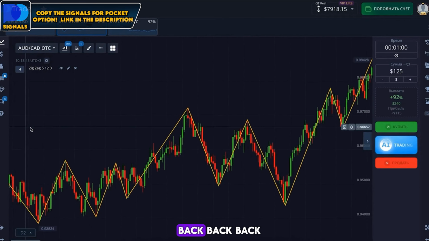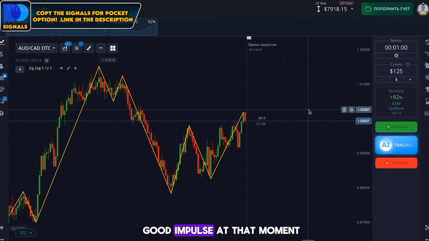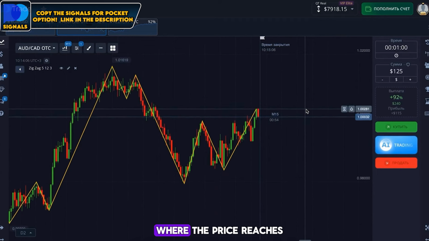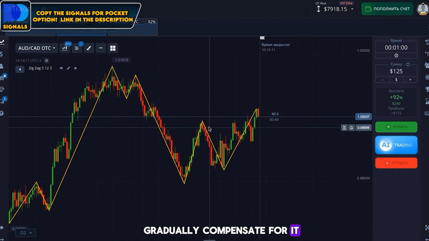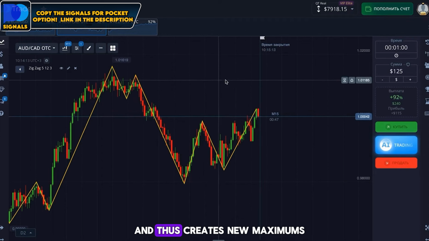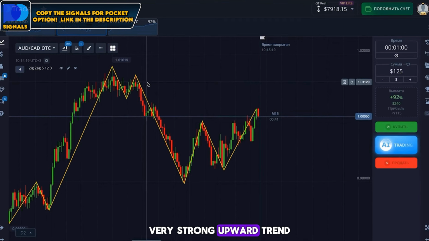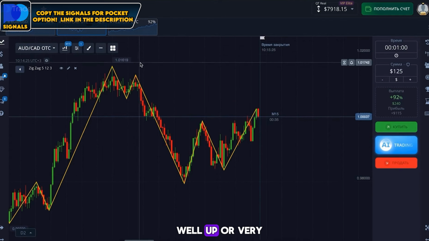If we go back, we see that we have a very strong upward trend. It gave a very good impulse at that moment. Because of this, the trend is still rising, breaking its previous maximum each time. And we need a trend like this, either a very strong upward trend or a downward trend. We have an upward trend where the price reaches a certain maximum, reverses, then starts to gradually compensate for it, breaks a new maximum here, and thus creates new maximums. That is, we need a trend where the price goes very well up or very strongly down.